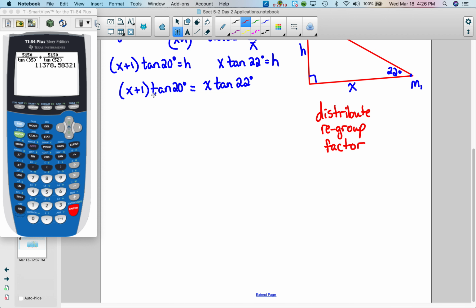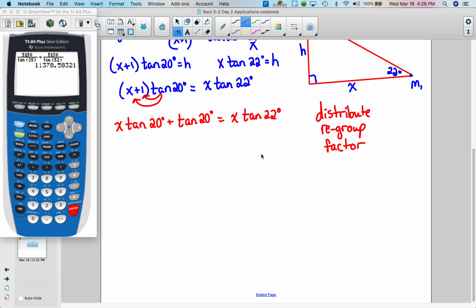So remember, this is tangent 20 times (x plus 1), so we have to distribute this, and we get x tangent 20 degrees plus tangent 20 degrees, 1 times that, equals x tangent 22 degrees. That was my distribute. So I distributed tangent 20. I didn't have to distribute on this side.